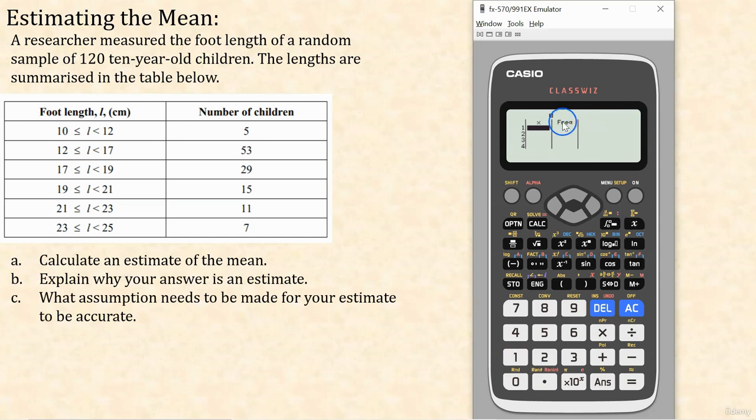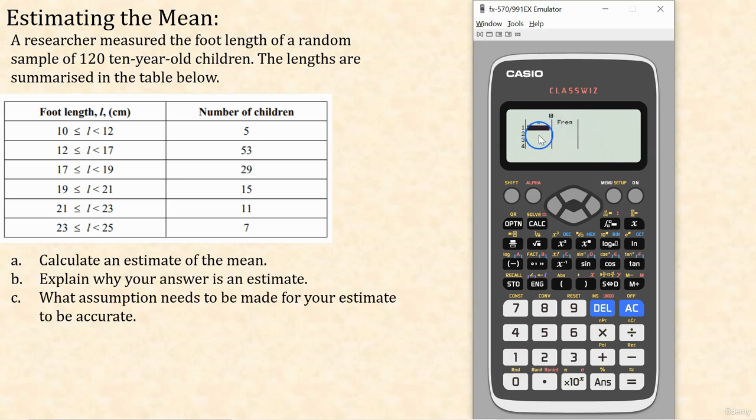Now, here's our frequency table ready for us to key in the data. If you don't have this frequency column, remember to get that, you go Shift to get to Setup, and then scroll down until you get to Statistics, which is option 3, and just make sure frequency is turned on. So you want option 1. Now that we've got that, we need to key in our data.